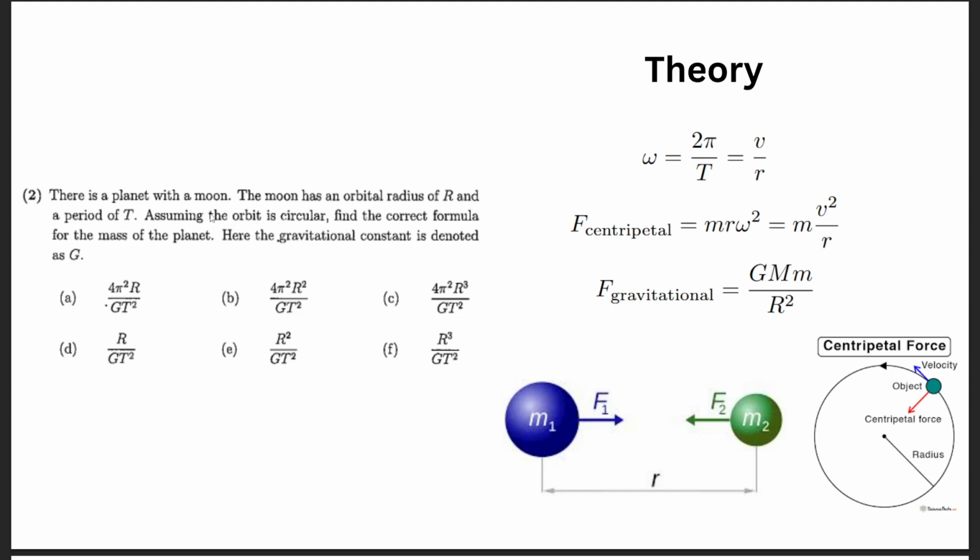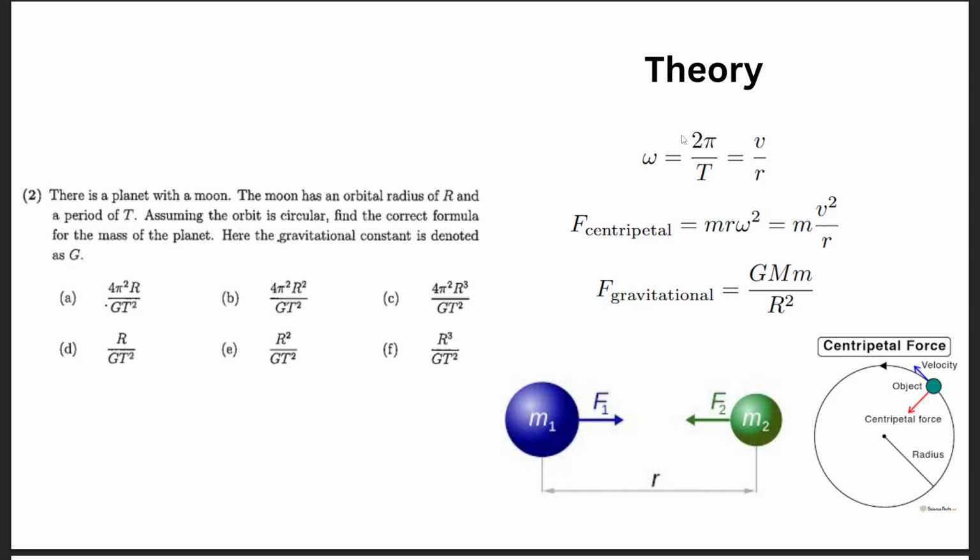So there is a planet with a moon. The moon has an orbital radius of r and a period of T. Assuming the orbit is circular, find the correct formula for the mass of the planet. Here, the gravitational constant is denoted as G.